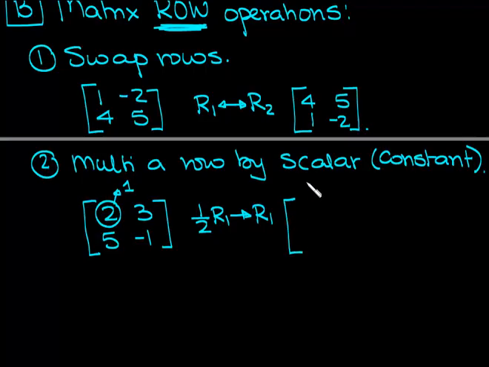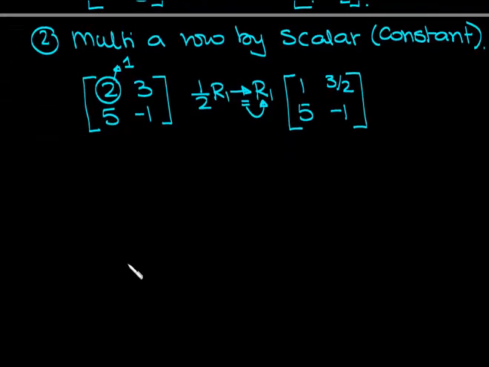So we have half of 2 is 1, half of 3 is 3 halves. Don't write decimals, please. So we get 1, 3/2, minus 1. The arrow indicates where those new numbers are going to go. So after I multiply row 1 by a half, I'm going to put them back in row 1. That's the second operation, scalar multiplication.